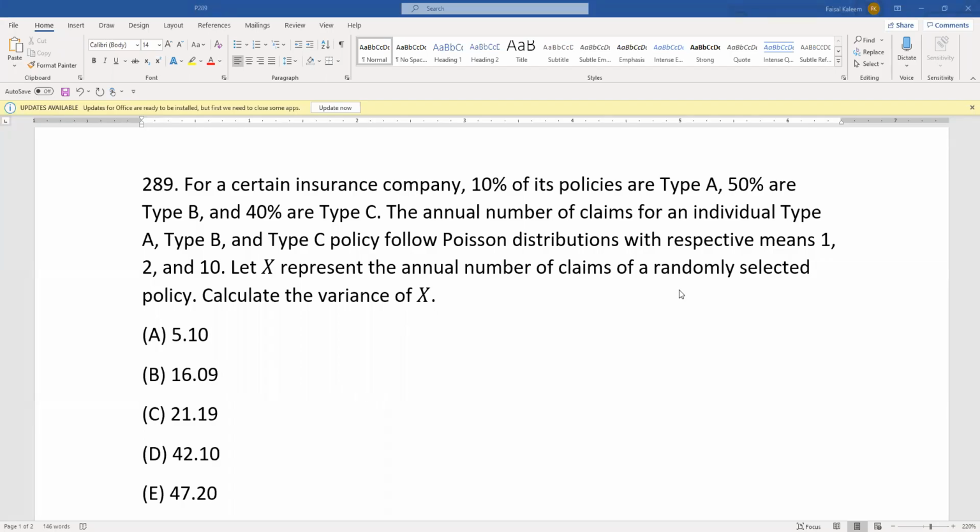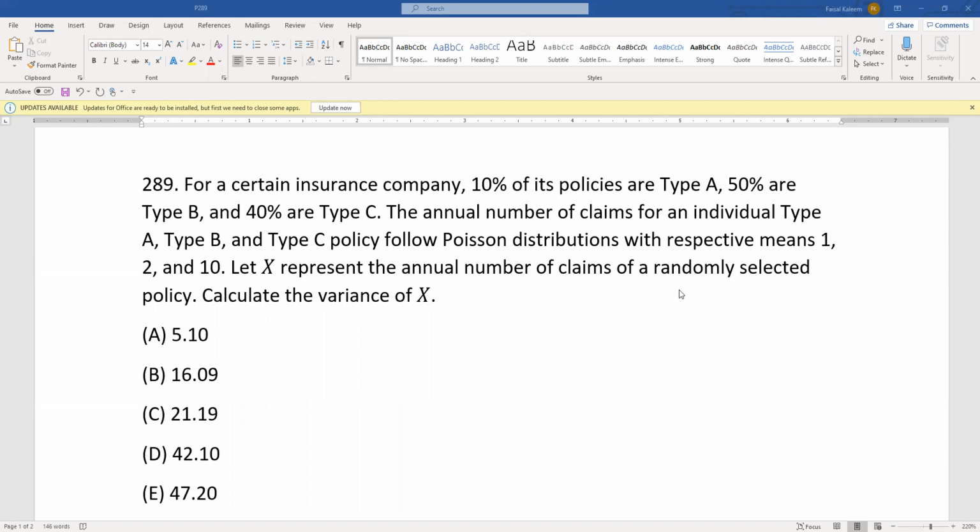For a certain insurance, 10% of policies are type A, 50% type B, and 40% type C. Annual number of claims for an individual type A, type B, and type C policy follow Poisson distribution with respective means 1, 2, and 10. Let X represent the annual number of claims for a randomly selected policy. Calculate the variance of X.